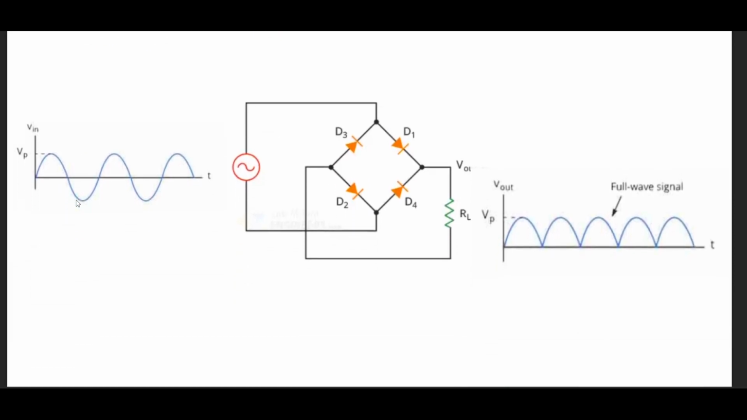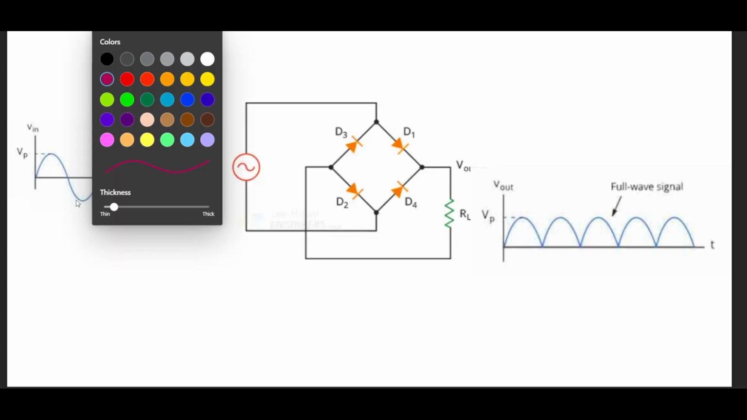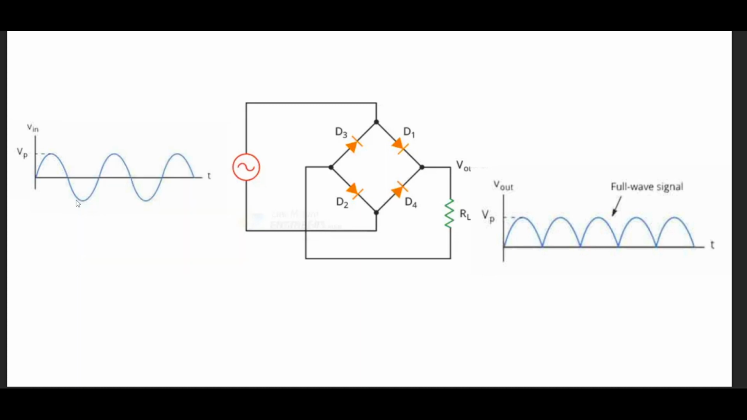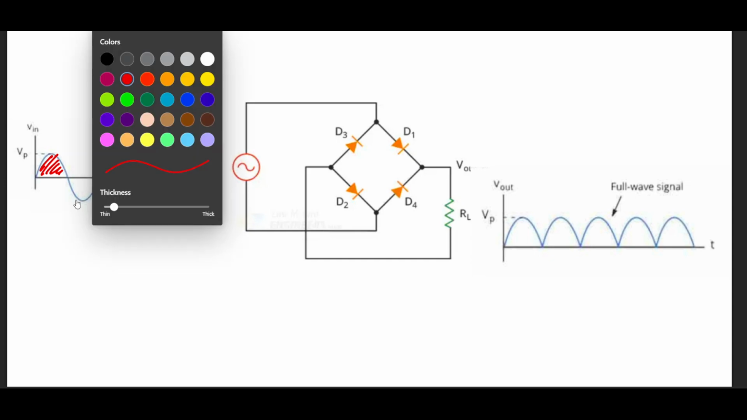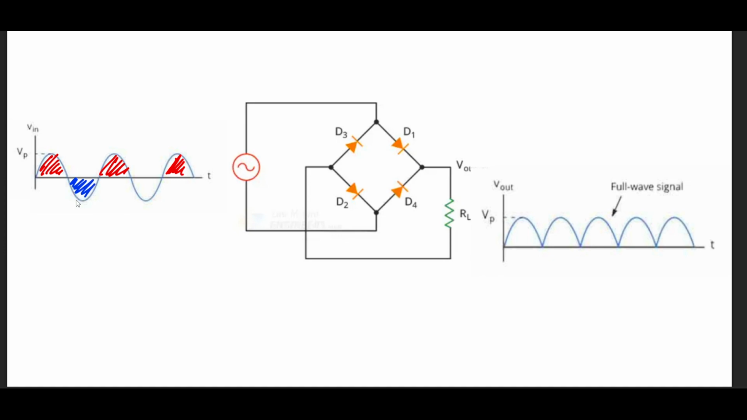The idea is the same. We want to make sure that the full wave can be converted into the output cycle. So even in this diagram, I'm going to consider red color to be my positive cycle, and blue color to be my negative cycle. So we will start with the positive cycle, which is the red one, and see what happens.